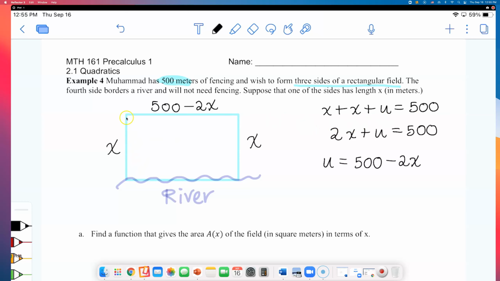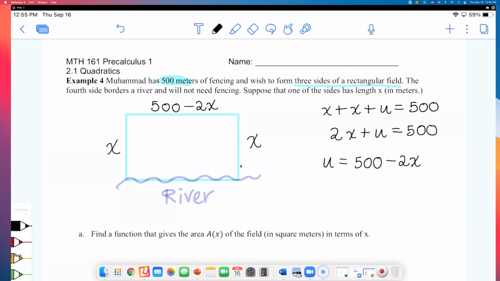If you add up these three sides together, notice that you will get 1x and another x adding up to be 2x. But that positive 2x will get canceled out with this negative 2x. The only thing that we have left is 500. So they truly add up to 500 together.